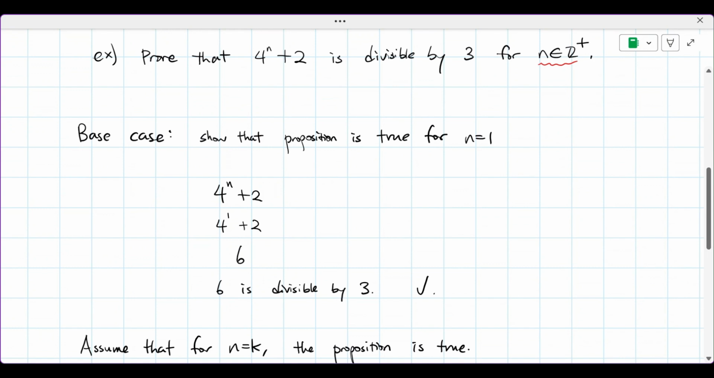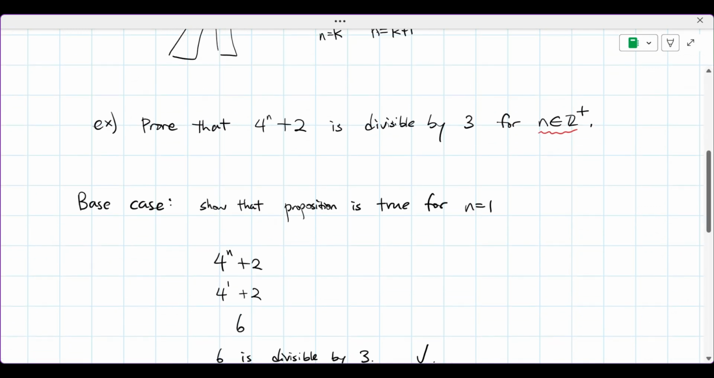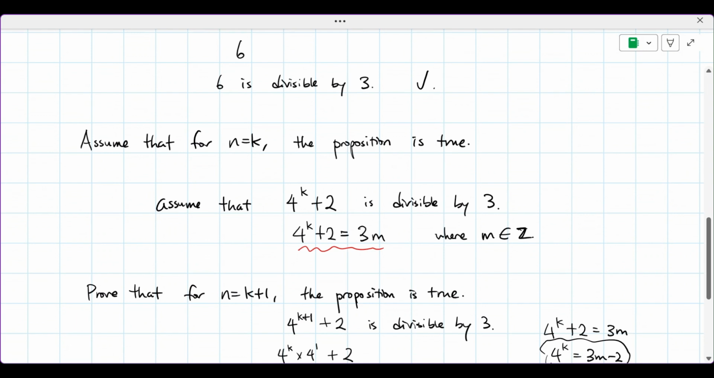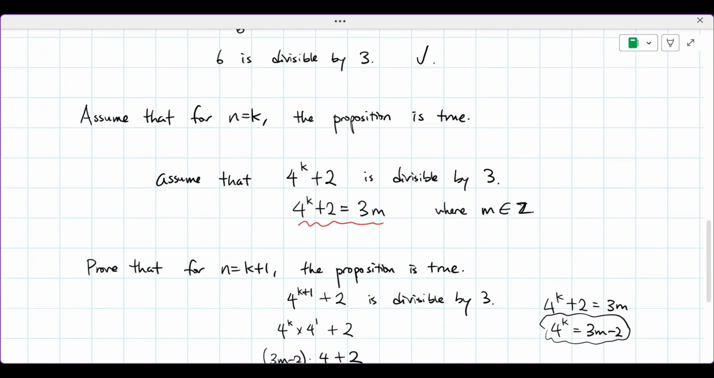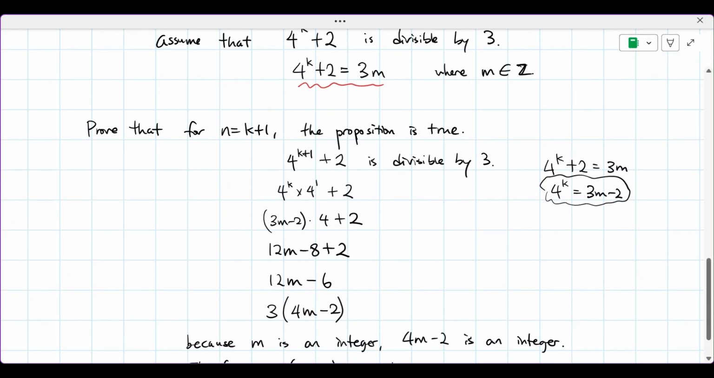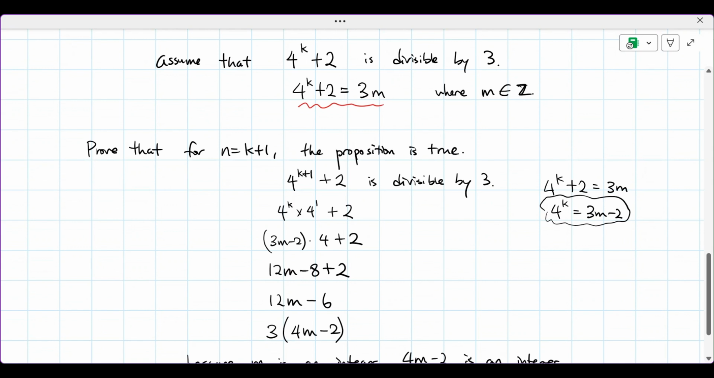Well, of course, it doesn't have to be 1 all the time. We just have to show that it works for the first time. In this case, n was the positive integer, so the base case was n equals 1. And then we assume that for n equals k, the proposition is true. And then we use that mathematical expression that 4 to the power of k plus 2 is equal to 3m, where m is an integer. And we actively use that statement in the process of proving the n equals k plus 1 case.